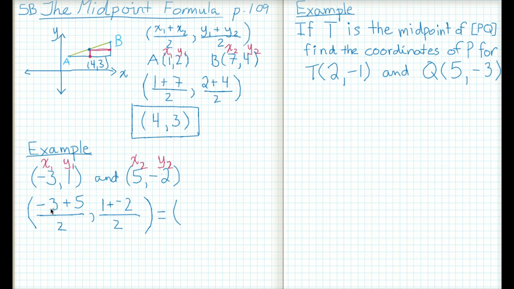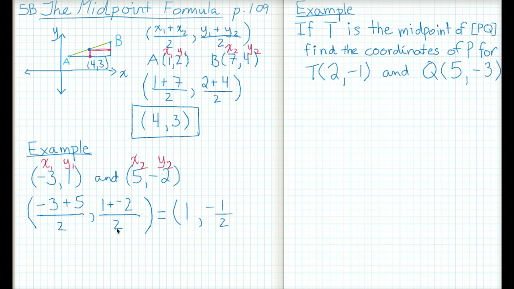And now I can write the answers. Negative 3 plus 5 is positive 2. Positive 2 divided by 2 is 1. So the x-coordinate is 1. Here I have 1 plus a negative 2. That's like 1 minus 2. So it's negative 1. And negative 1 divided by 2 is negative 1/2.